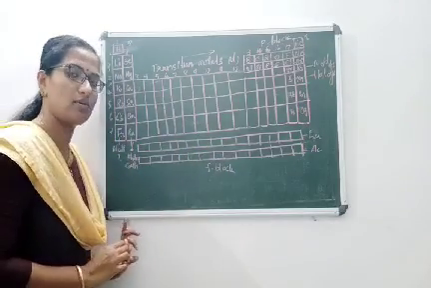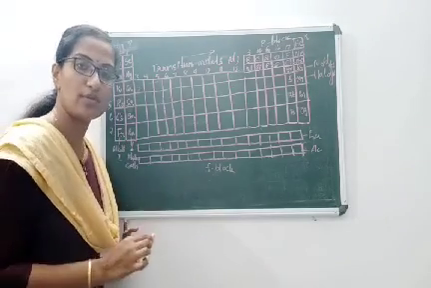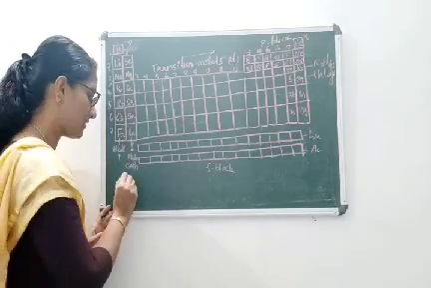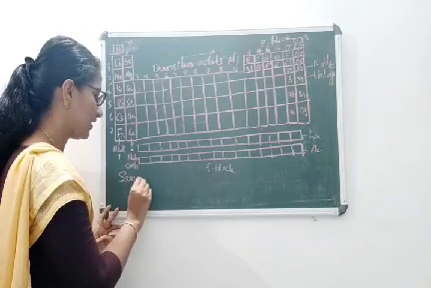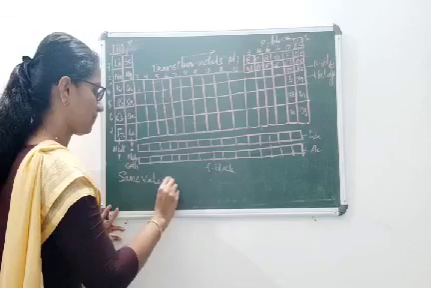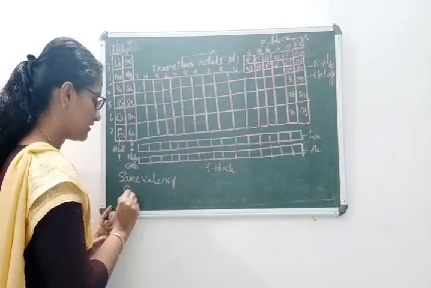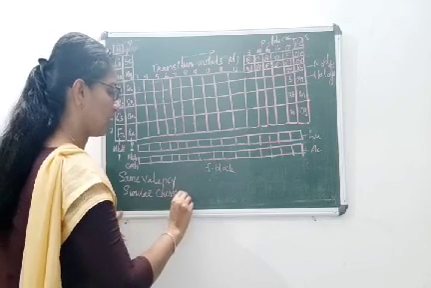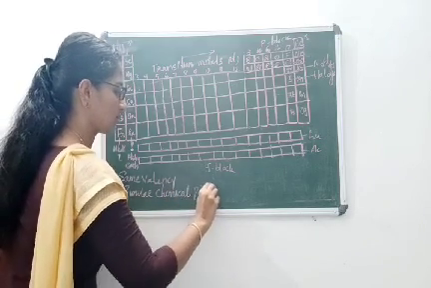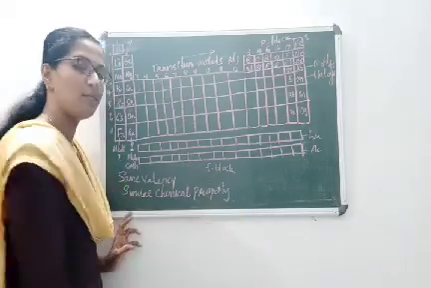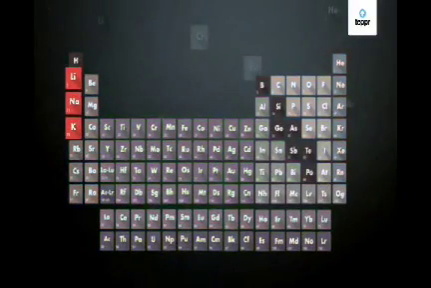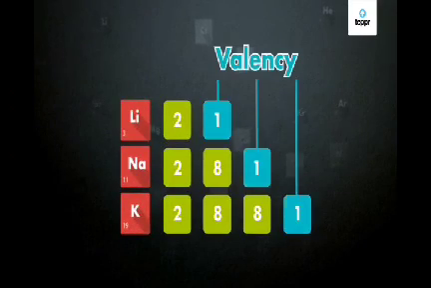This is a simple outlook of the periodic table, and I have told you that group-wise, the elements have the same valency and similar chemical properties also. Let's see some examples. For example, lithium, sodium and potassium, being in the same group, have a valency of 1.